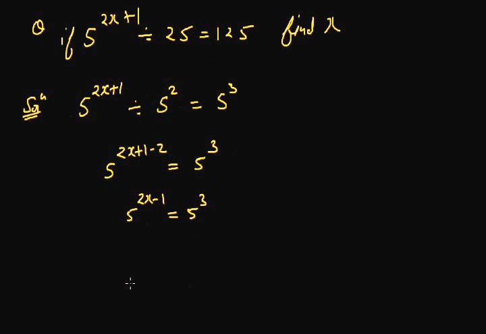So here the bases are the same, that is 5, so the powers are also the same. So 2x minus 1 gives you 3. So 2x equals 1 plus 3, which gives you 4. So x is equal to 2, that is 4 divided by 2. So the answer is 2.